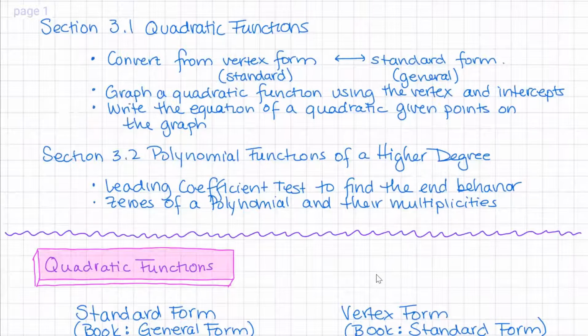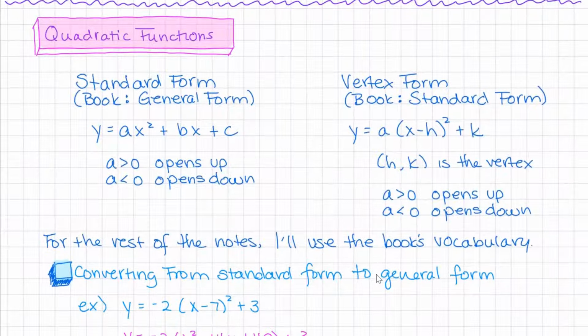Today we're going to focus on something called the leading coefficient test, which helps us find end behavior, and then how we can look at zeros and their multiplicities, whatever that means, to help us. So that's the focus. So let's first talk about quadratic functions.